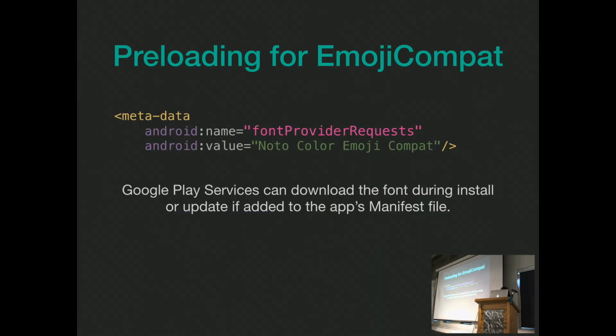And just as we saw preloading for downloadable fonts, there's also preloading for Emoji-compat. There's this handy font provider requests tag that you can put in your manifest, and that Google Play services will read at both update and install time. And it initiates the support font download at that point. So by the time you load your app, hopefully you're not seeing 5 seconds of tofu followed by suddenly an emoji. Again, not a guarantee this won't happen, but this reduces the likelihood by a lot.